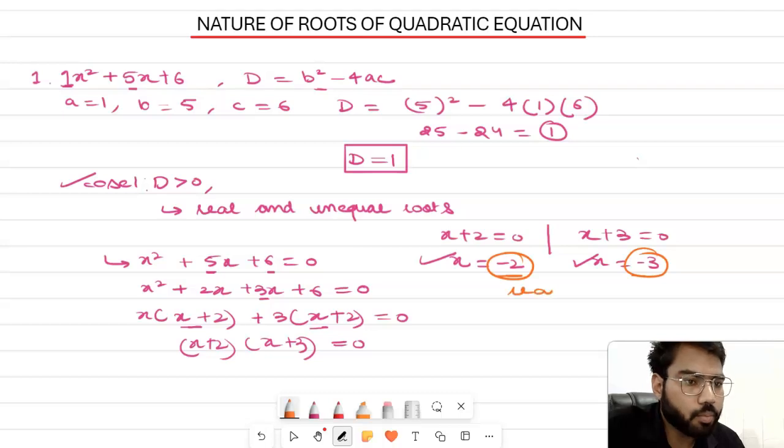Both are real numbers and both are unequal. Minus 2 is not equal to minus 3. So yes, first case is completely verified. If d is greater than 0, we get real and unequal roots. So let's see another example.